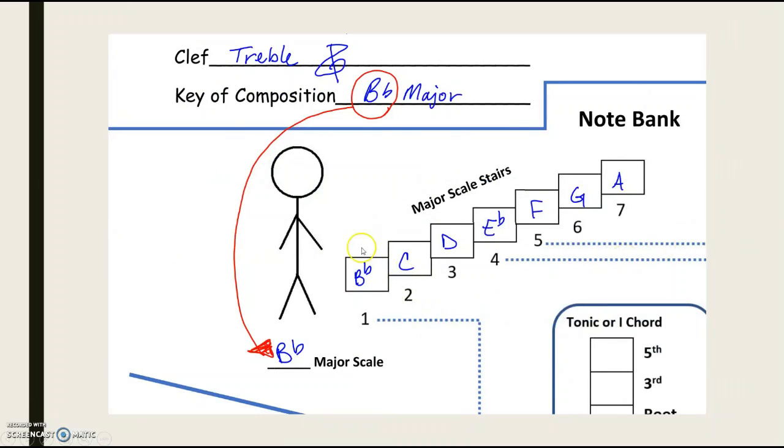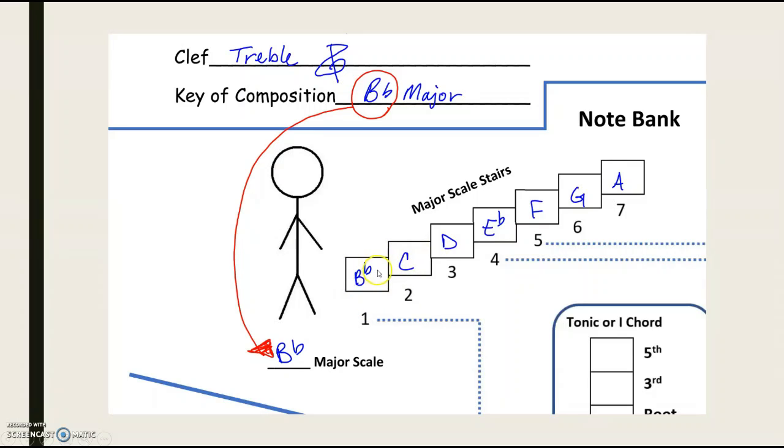So here you'll notice there's a little stick figure, and he is about to walk up these stairs, and it's called the major scale stairs. So this composition is going to be in B flat, so I copied down the B flat here. So it says B flat major scale. That B flat is the first tone in the B flat major scale.